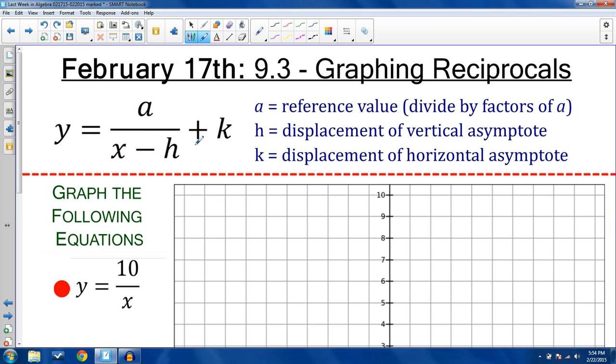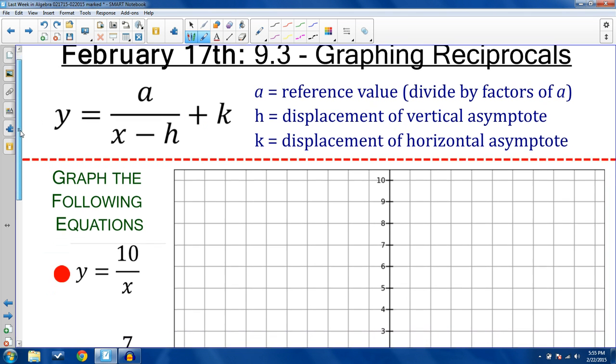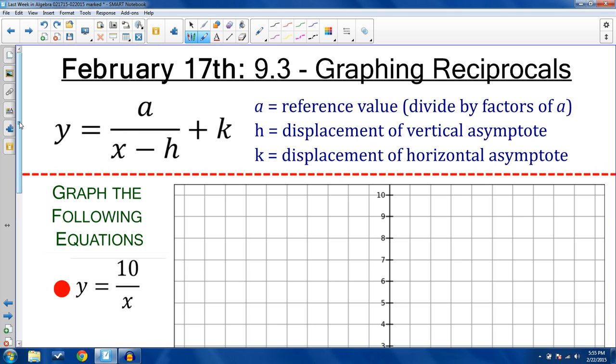H and k are displacement from your origin. They represent asymptotes. I won't reteach what we're going to do, but I will redo these problems and explain them through. A is a reference value. We've been dividing by a down here, and we've been dividing by 1 down here. As we keep expanding through graphing, I want to divide by all factors of a that I can.